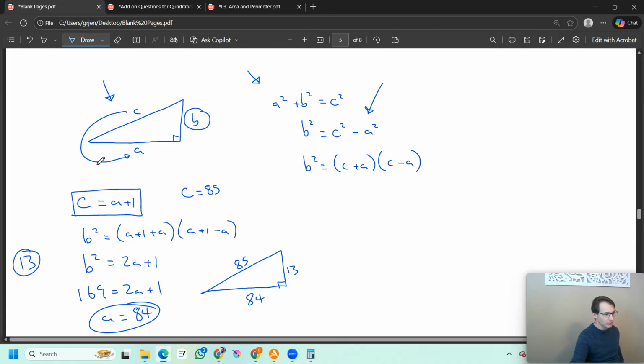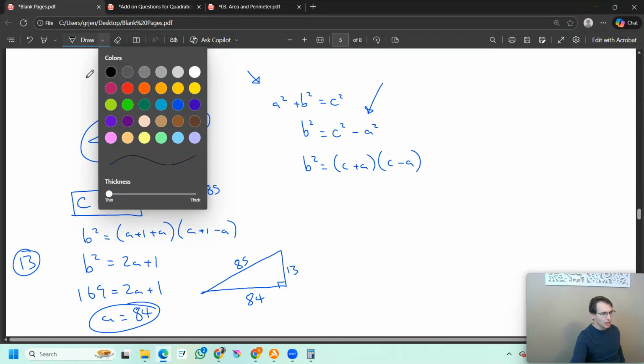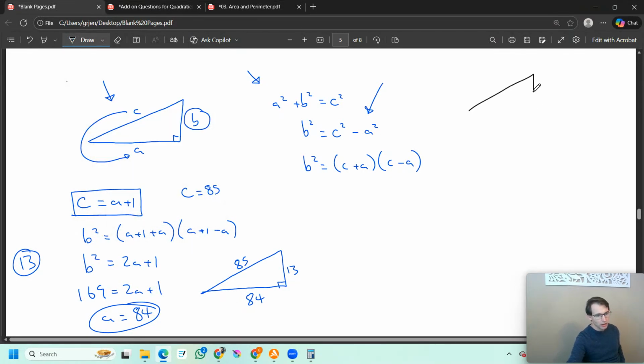Okay, so that's if c is 1 bigger than a. But what if we said something like, we're actually interested in triangles where we're a little bit further apart, like c over here, a over here, and c equals a plus 2, let's say, and we still have b over there. We're still in the same situation. b squared equals c plus a multiplied by c minus a.